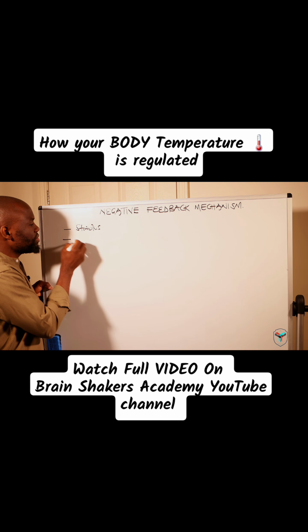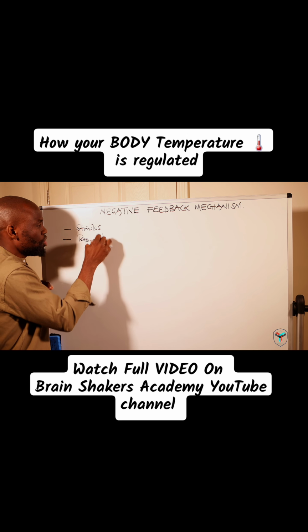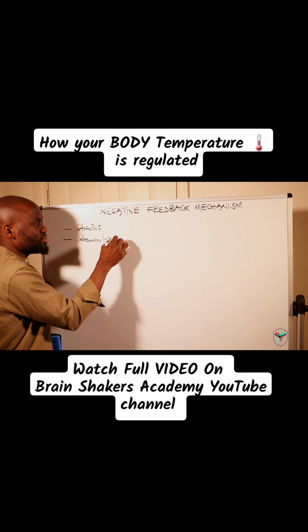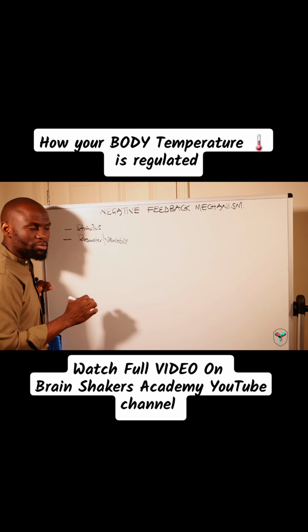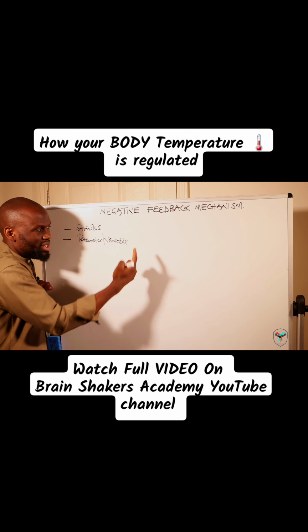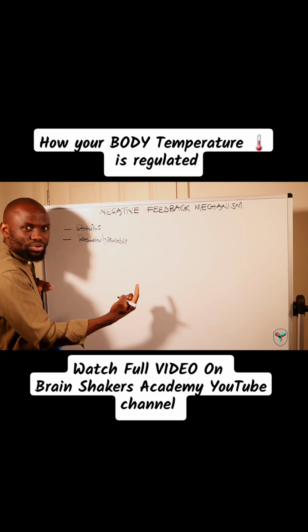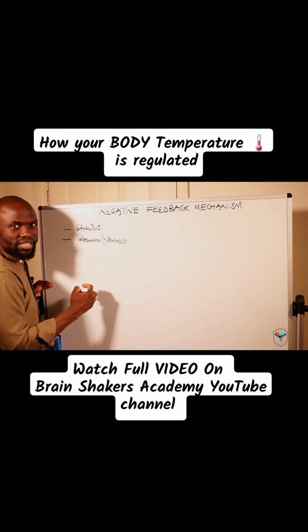Then we are going to have what we call a parameter or a variable. So it is something that is then going to be affected by that stimulus. We've already talked about temperature. It can be blood pressure. It can be your control of sugar levels or glucose levels. And then there will be a change that is going to result.